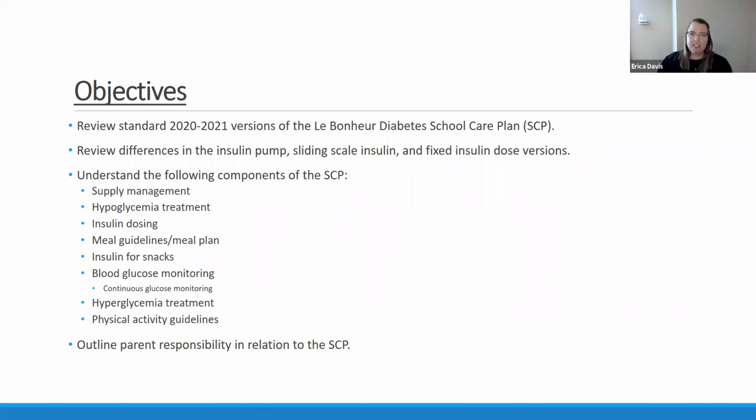Our objectives for today's presentation: we are going to review the standard 2020-2021 versions of the school care plans for Bonheur. We're going to review the differences between our 4 main types of school care plans: our Insulin Pump school care plan, our sliding scale, our fixed insulin doses, mixed insulin, as well as our insulin to carb and correction factor. We're also going to explain the differences between the different sections of our school care plans, and outline the parent responsibility in relation to the school care plan and the child's diabetes care.